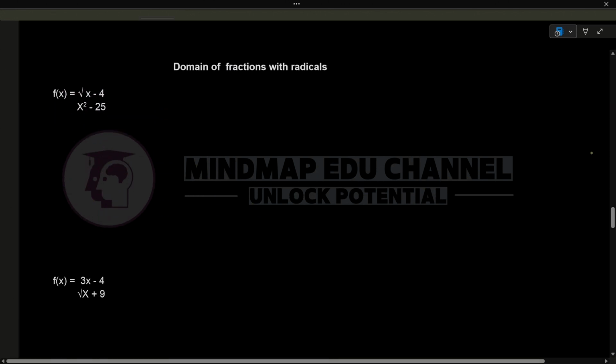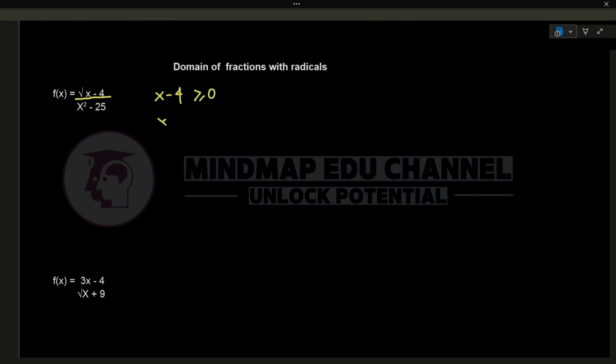Now, let's learn how to find the domain of fractions with radicals. Now, you will have fractions along with radicals. Check the first one. It's root x minus 4 over x square minus 25. We know that whenever we have a radical expression, it should be greater than or equal to 0. So, here you will get x greater than or equal to 4. This is our first result.